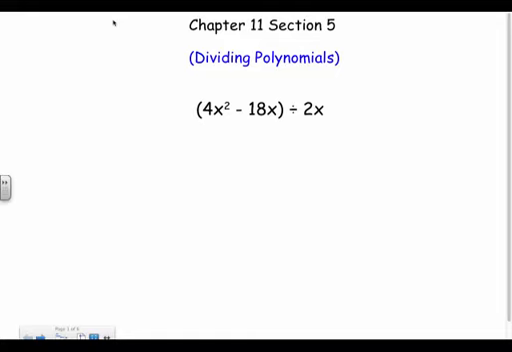We're into dividing polynomials here, and I actually think this is kind of fun because you can see how you can divide a polynomial using long division, which seems kind of crazy, but we're going to find out how we can do that.